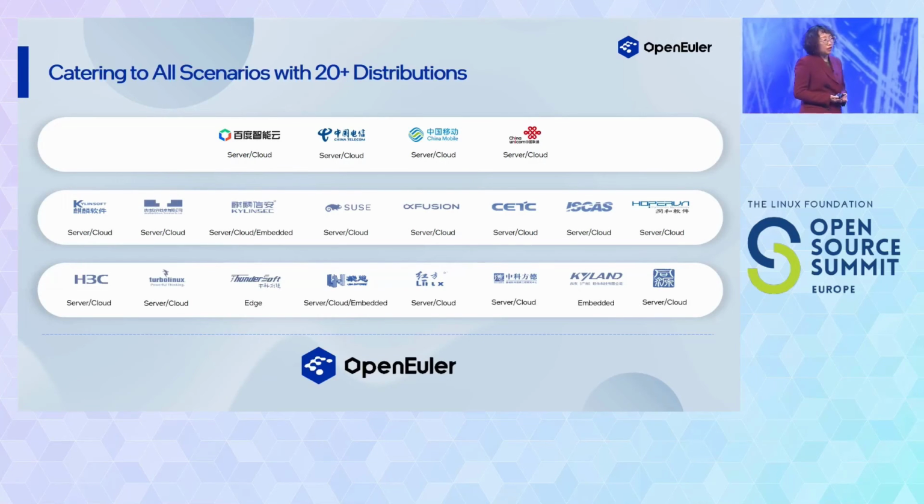More than 20 OSVs have already released distributions for OpenEuler, and they cover most scenarios: server, cloud, edge, and embedded. Some of the partners are also global partners, like SUSE and Thundersoft. Those partners provide diverse industry solutions. OpenEuler welcomes more OSVs and enterprises. You can try and release your distribution based on OpenEuler.